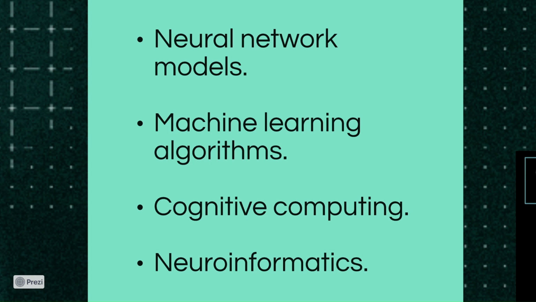Another one is cognitive computing. This is a subfield of neurocomputing that focuses on building artificial intelligence systems that can perform tasks such as reasoning, problem solving, and decision making. The next one is neuroinformatics. This is a field that combines neuroscience, computer science, and information science to develop new tools and approaches for collecting, storing, and analyzing data related to the nervous system.